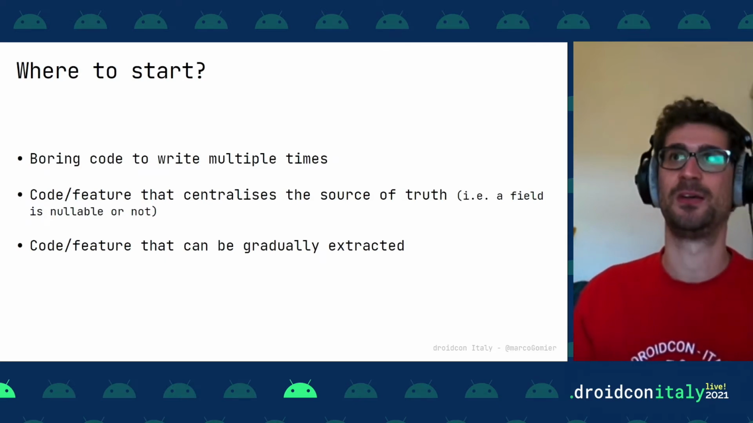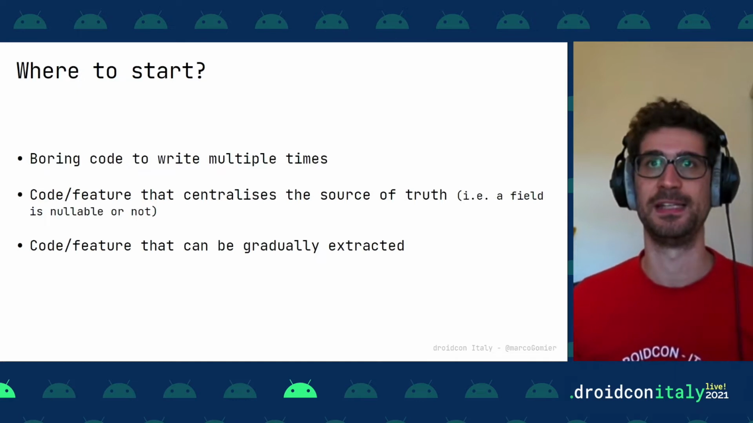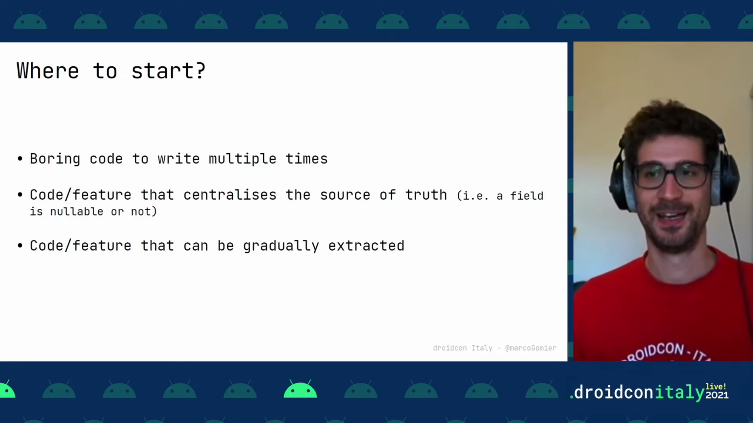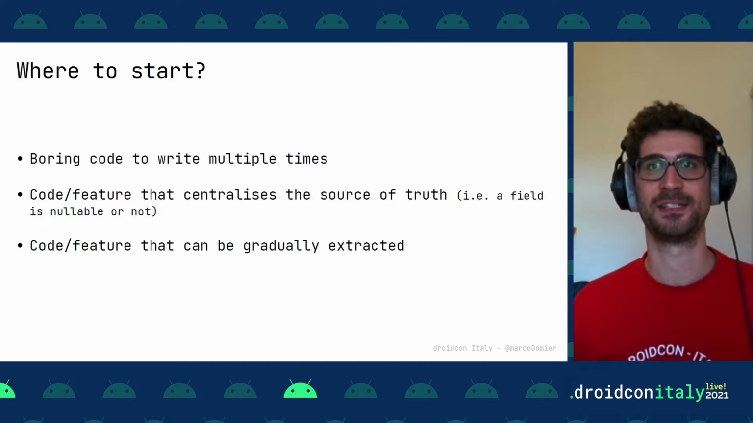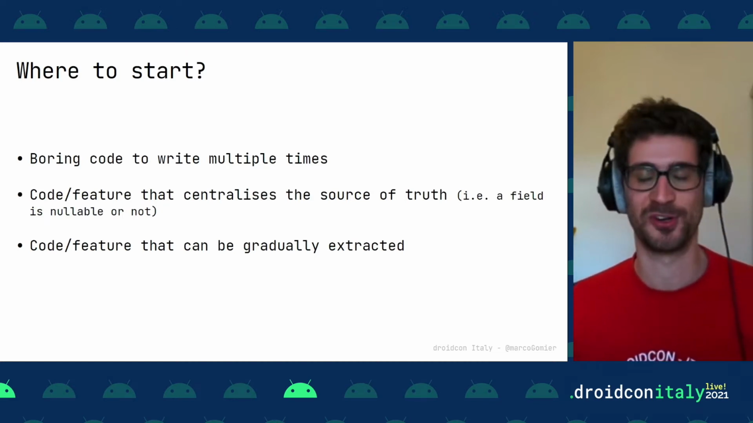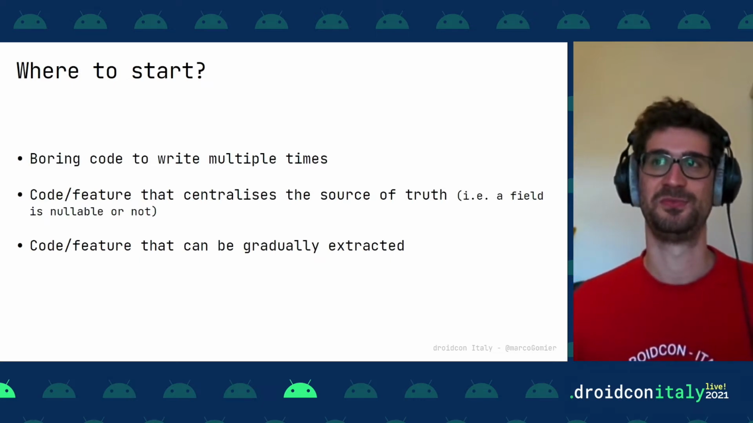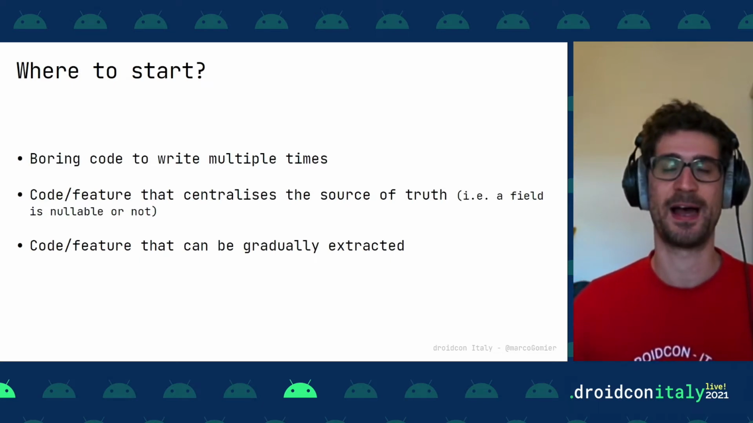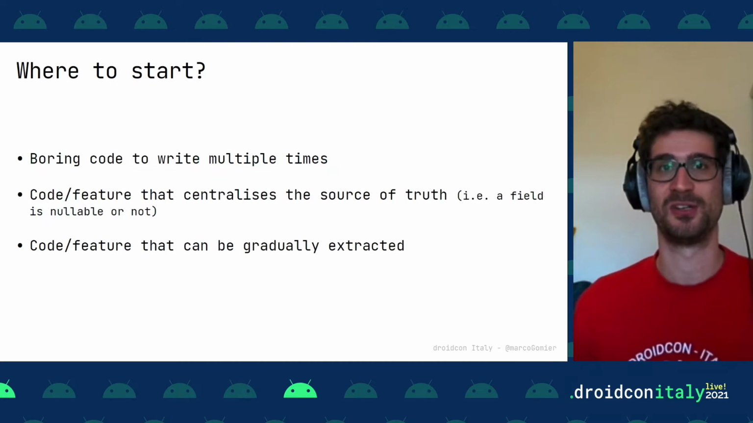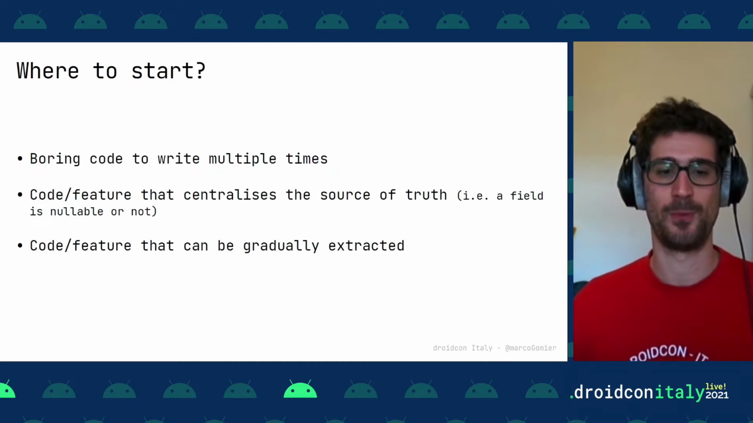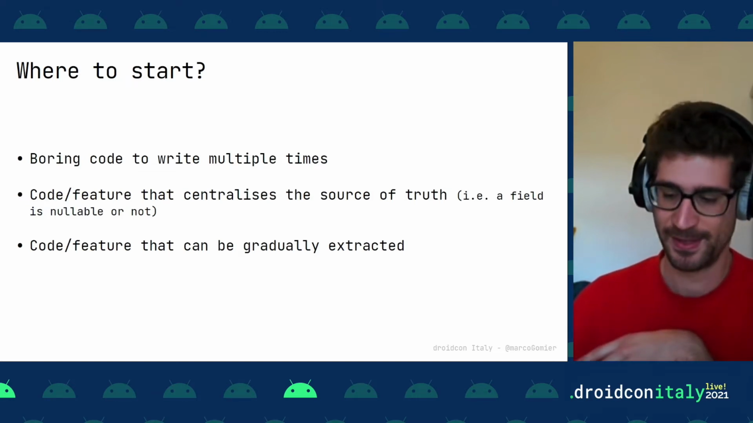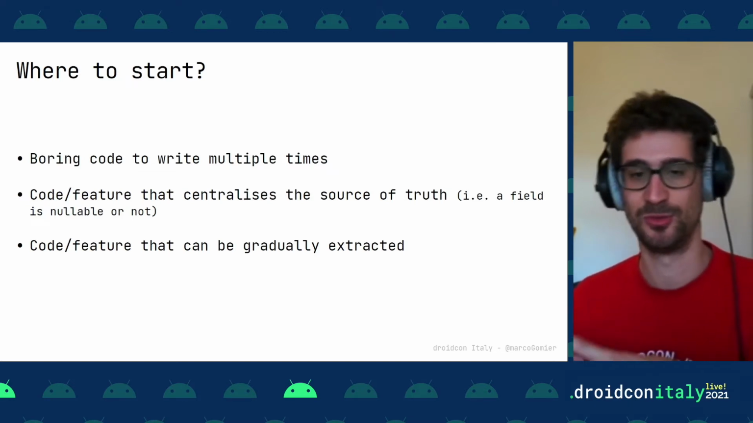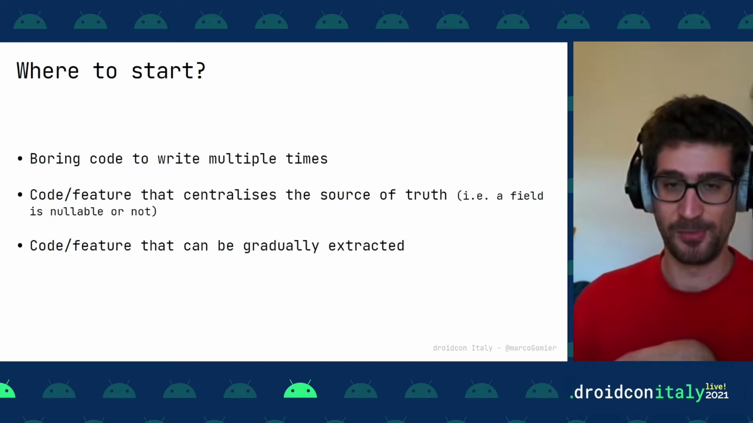But the most important thing is that we have to start from features that can be gradually extracted, because we are in the process of validating whether the entire solution works for us. So we cannot start by sharing, for example, the entire network layer, because if this doesn't work for us and Kotlin Multiplatform is not the right solution, then we have wasted an infinite amount of time doing basically nothing. So you can start small.